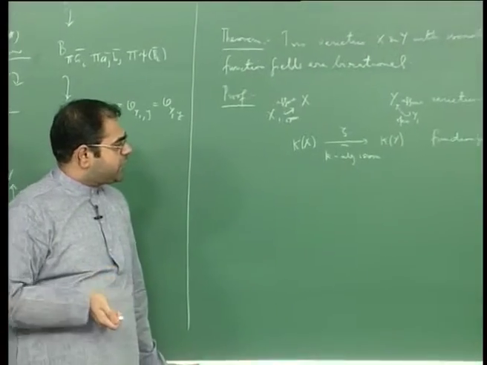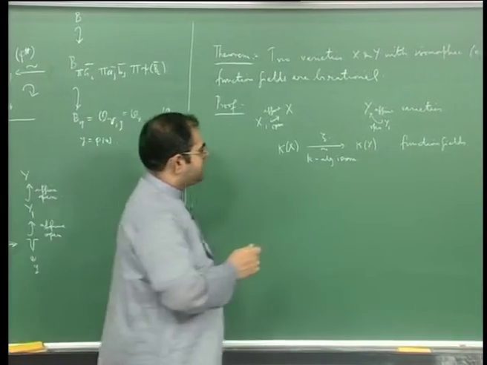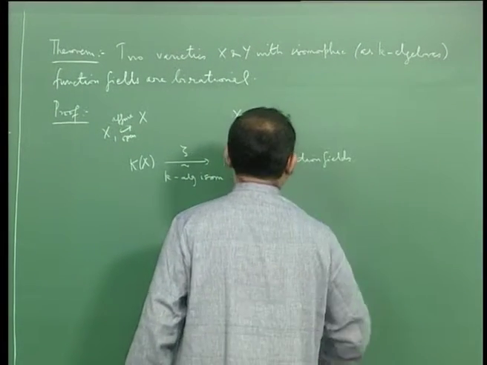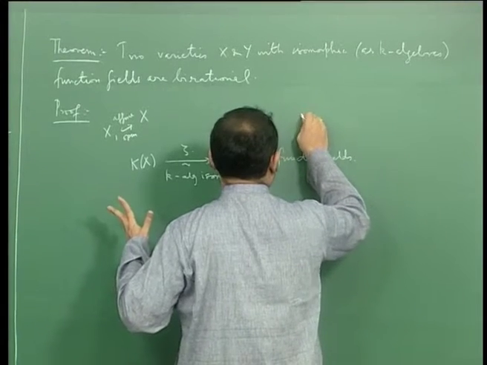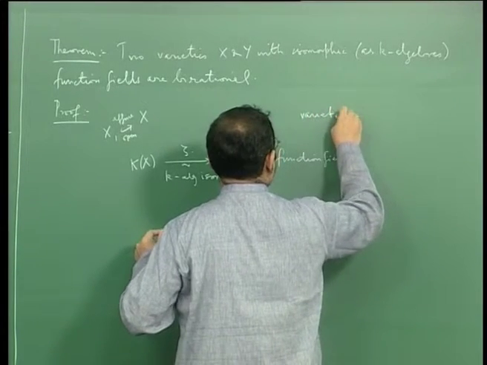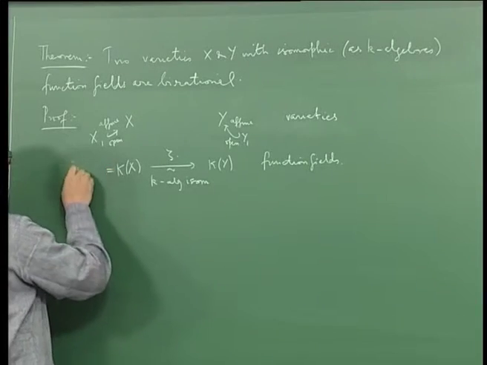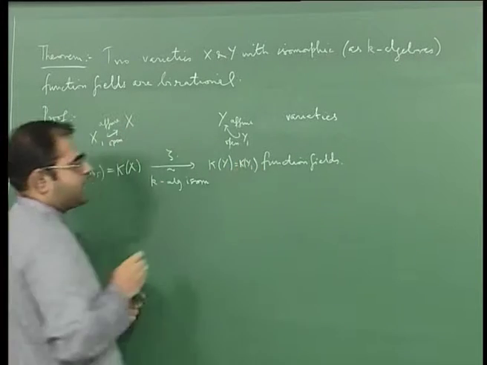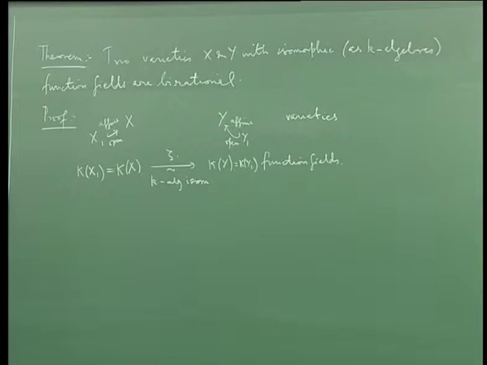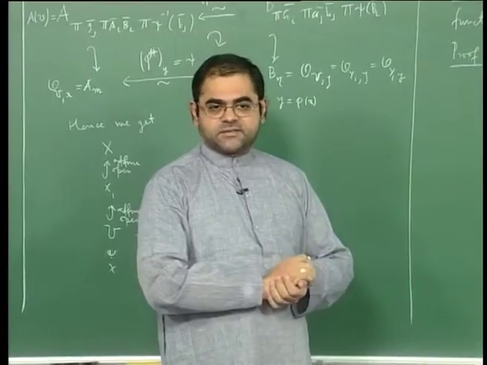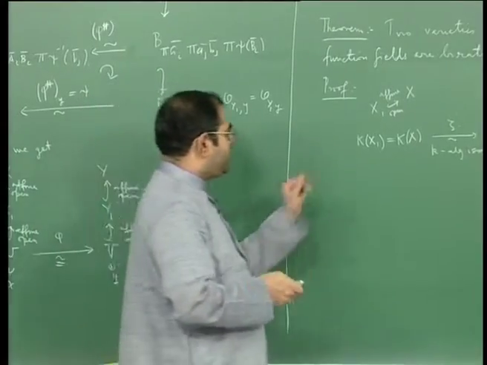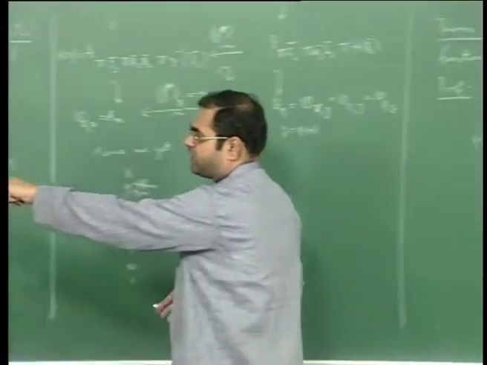So if you go to an affine open set, the function field does not change. So this is the same as k of x1 and this is the same as k of y1. So it is enough to show that x1 and y1 are birational, because that will mean that x and y are also birational, just because x1 is an open subset of x and y1 is an open subset of y.